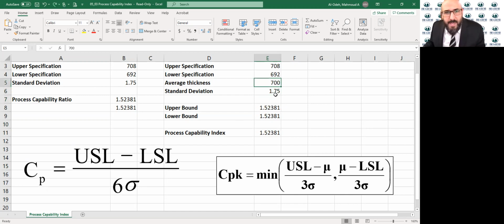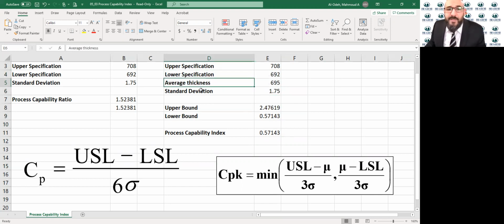So let's see if the thickness is 705. That would shift the process to the right, closer to the upper specification. 705 is closer to 708. However, when we did 695, that resulted in being closer to the lower specification. Okay, 700 was the original, so this is the perfect situation. If we change that to 695, that would result in an incapable process. And as you see, the lower bound is now less than one, which means the process is shifted to the left, toward the lower specification.